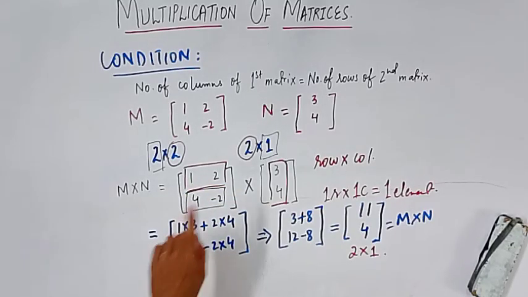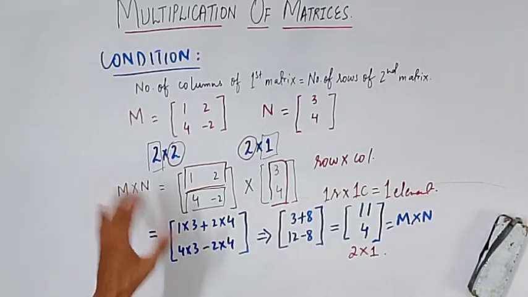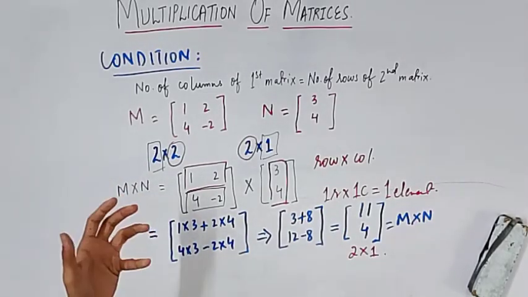Order is very important, that they are asking you m into n or n into m. So this is very important thing. Sometimes it will change the whole scenario. So that's why it is important.